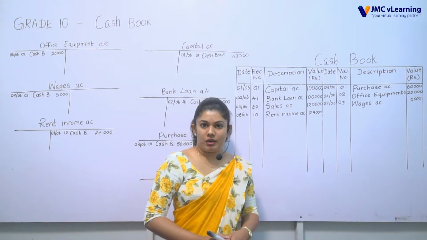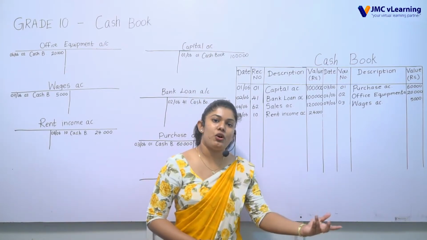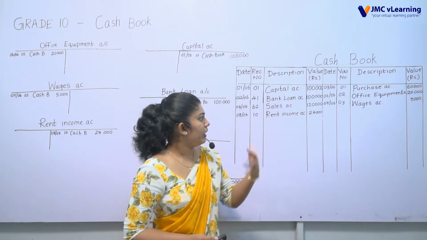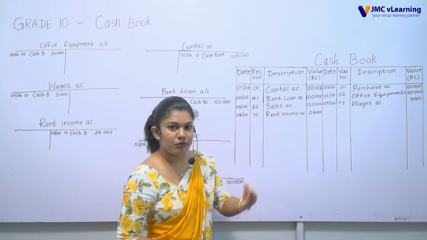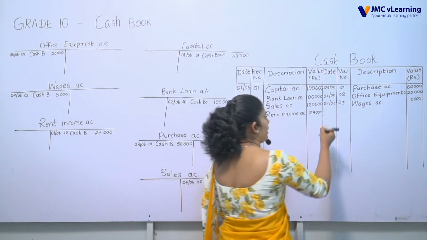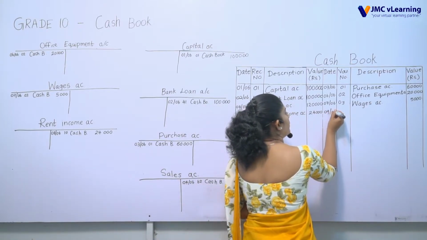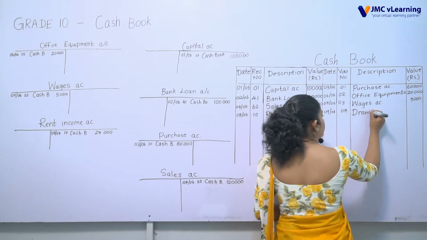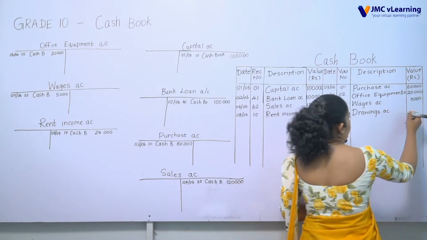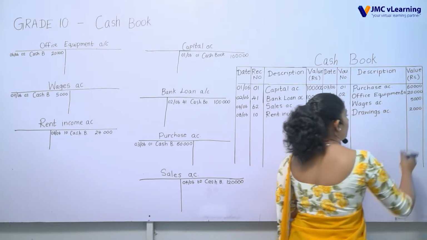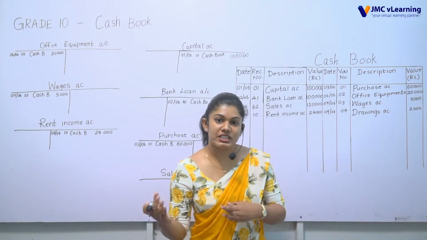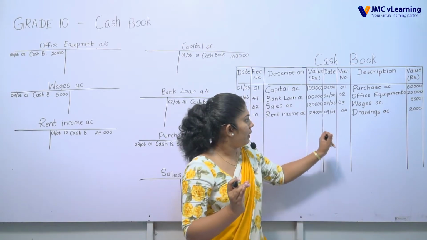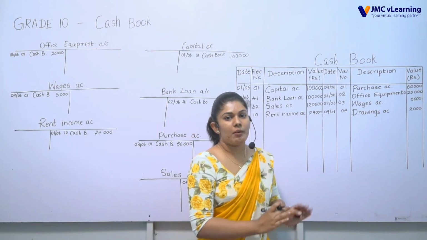Cash drawings 2000. Cash drawings, we discuss the withdrawals of the owner before the profit is given to him. Therefore, on 9th of June, he has taken some amount of money, which is a reduction of money. 9th of June, voucher number 4, drawings account 2000. We maintain a separate account for drawings because it is very clear to rectify or identify the errors when the drawings are recorded separately.